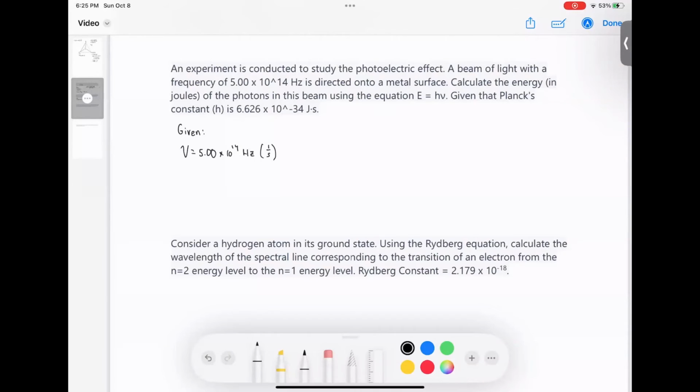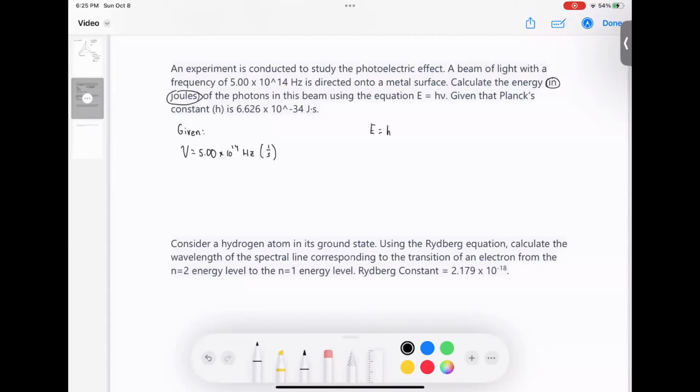Okay, the next part. Calculate the energy in joules, so that's what we're looking for. We're looking for energy in joules of the photon in this beam using the equation E equals H times frequency. Okay, pretty simple so far. So we know we're using E equals H frequency.